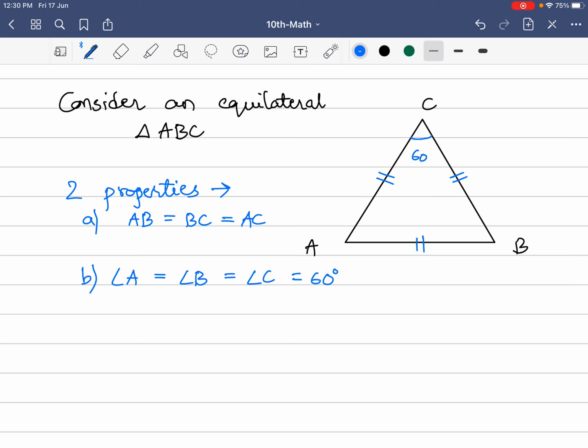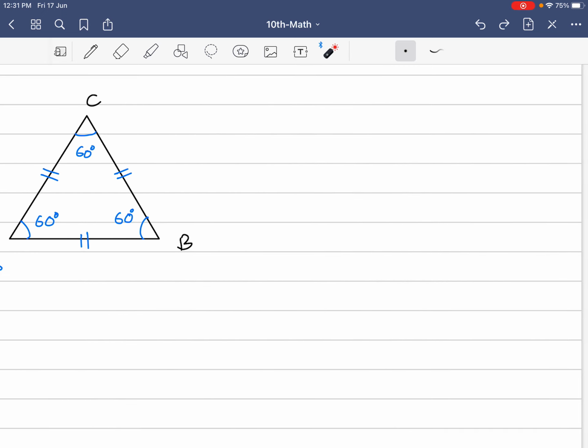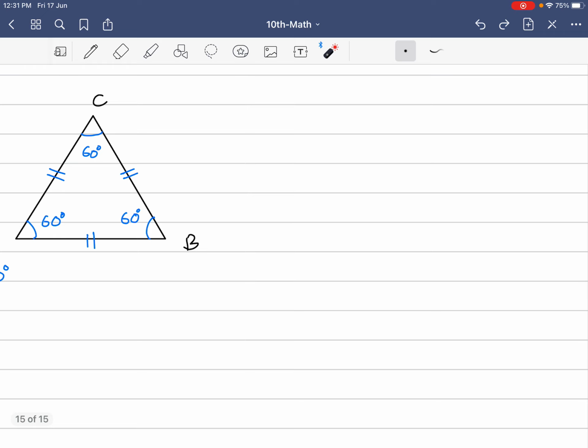All the 3 angles are congruent to each other, and we know that the sum of the 3 angles of any triangle is 180 degrees. So each angle is going to be 180 divided by 3, which is 60 degrees. So all 3 sides of an equilateral triangle are congruent to each other, and all 3 angles are also congruent to each other. Now we are going to do some construction on this equilateral triangle. So let's continue with our construction.